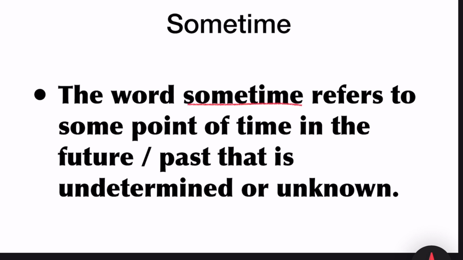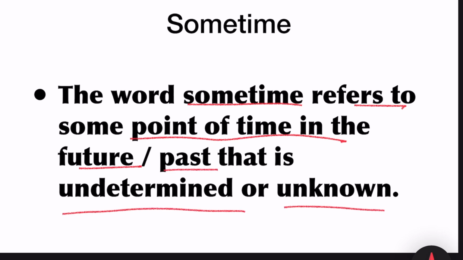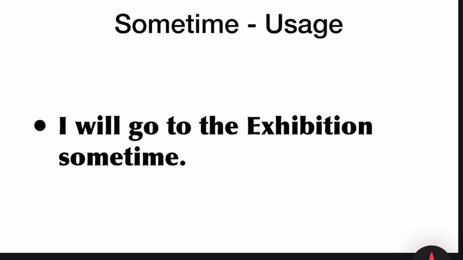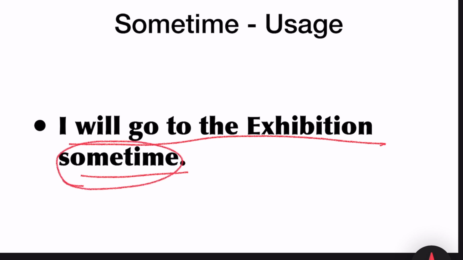The word sometime refers to some point of time in the future or past that is undetermined or unknown. Example, I will go to the exhibition sometime. The time here is undetermined or unknown. When I will go to visit the exhibition is unknown, but I will go to visit the exhibition in future.